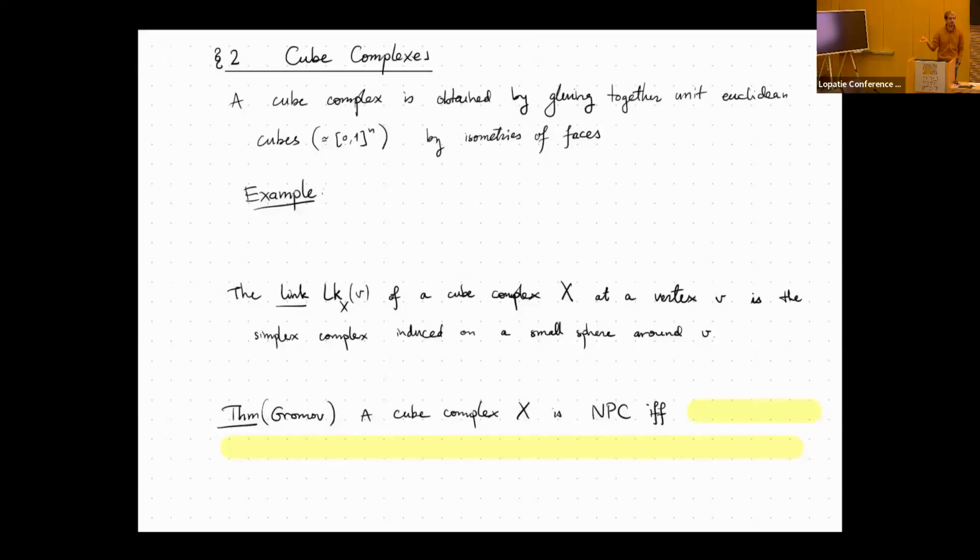Let me start by saying you all know cube complexes. You all know graphs, right? Graphs are glued-up intervals. An interval is such a cube. So that's my hand-wavy way of saying gluing together unit Euclidean cubes by isometries of faces. I'm not allowed to glue some weird stuff. Let me draw the example. I think it's better than writing a convoluted definition.